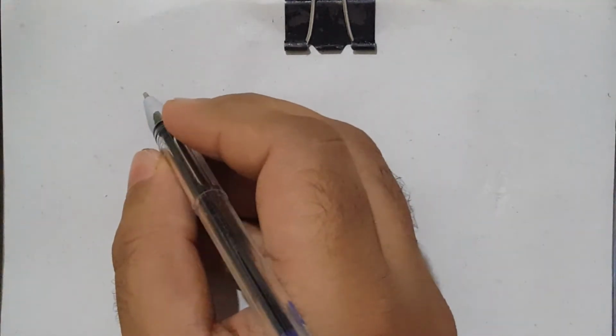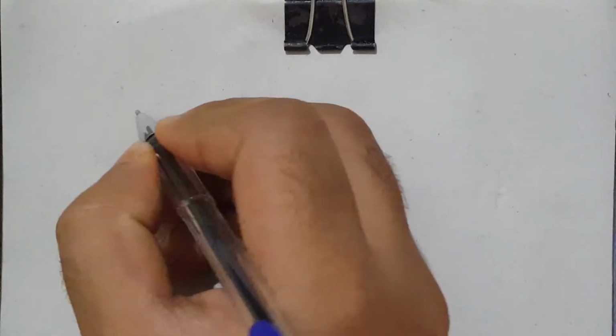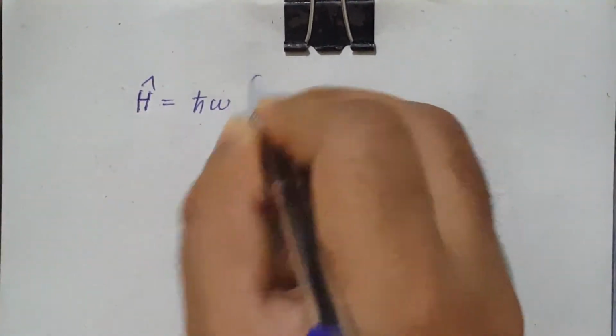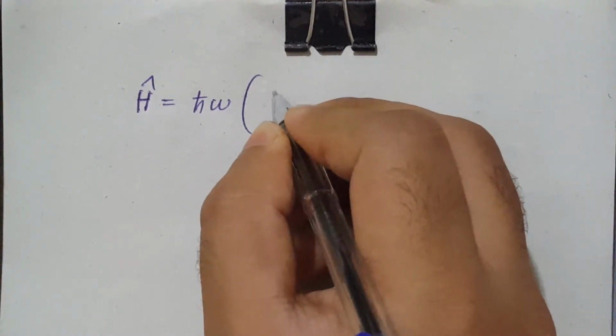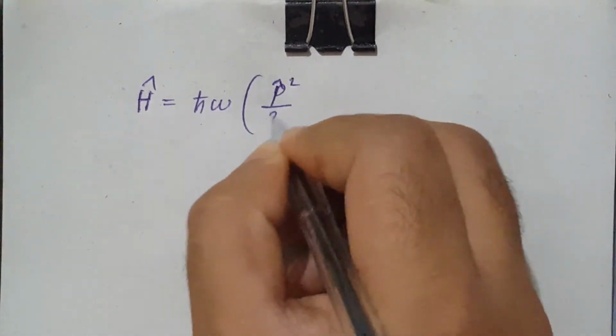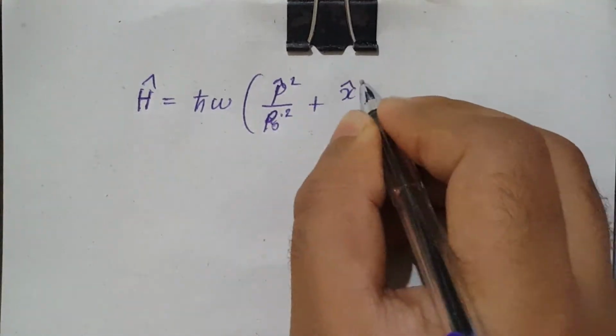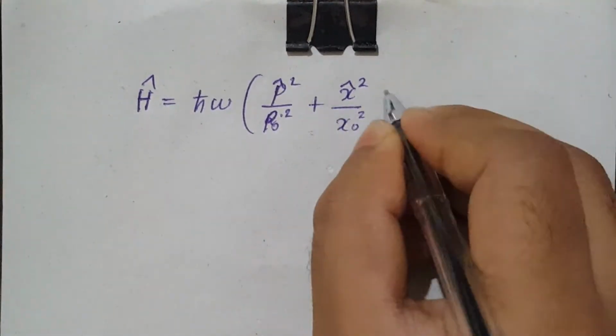Welcome everyone again. This is the second video in the series. In the first video we wrote the Hamiltonian for the harmonic oscillator in the form H cap is equal to h cross omega times p naught square plus x cap square by x naught square.